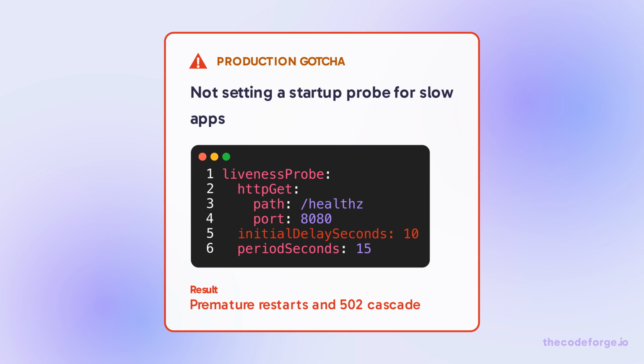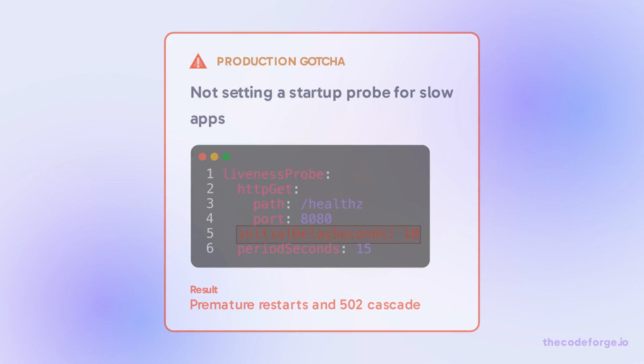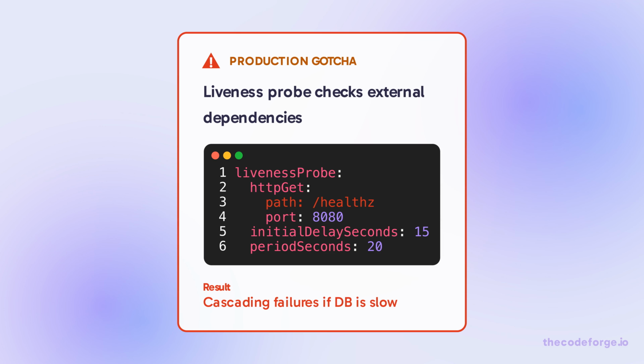Without a startup probe, the liveness probe begins checking immediately. For slow-starting apps, this causes premature restarts. The fix is to add a startup probe with a high failure threshold to delay liveness and readiness checks until the app is ready. If a liveness probe checks an external dependency like a database, a slow database can cause the probe to fail, restarting the container and increasing load on the database. Use readiness probes for dependency checks instead.